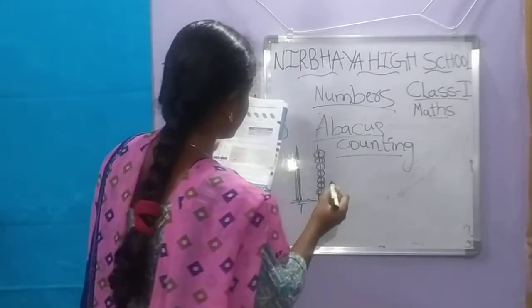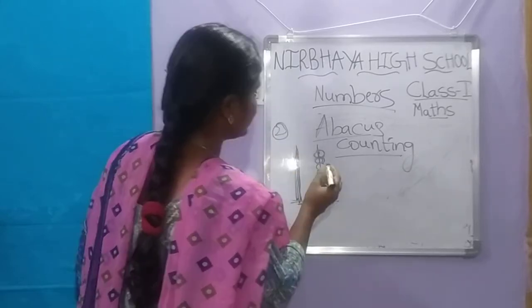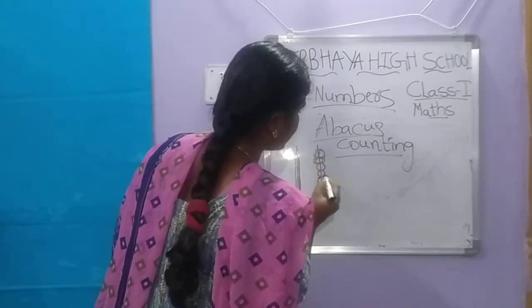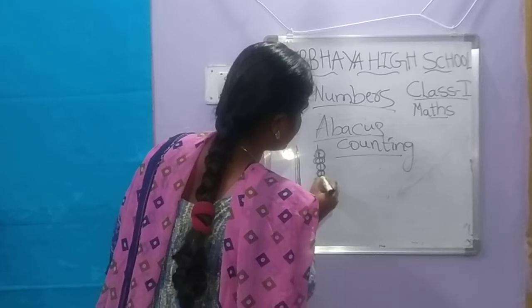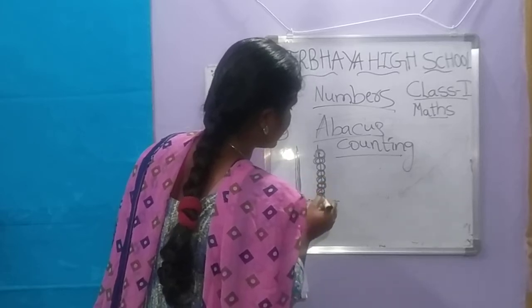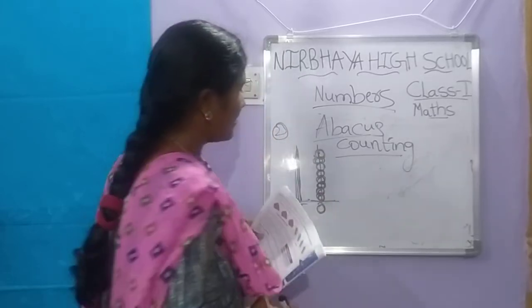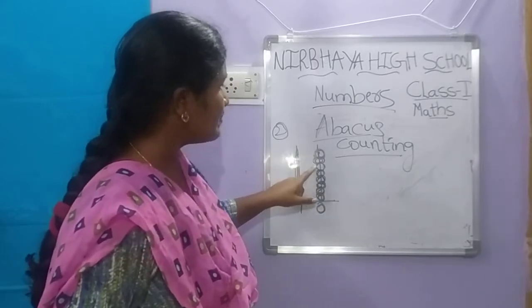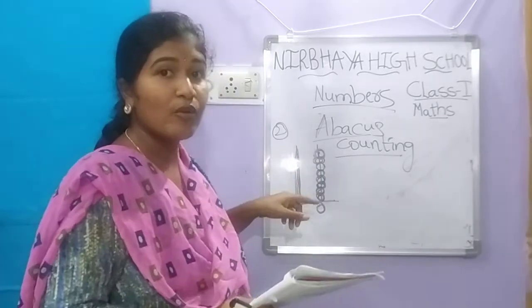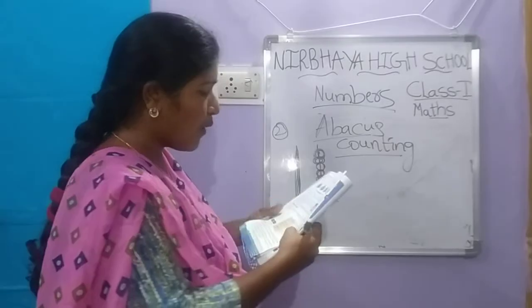9 blue beads show in the ones place. Here you see they give 9 beads. These are the beads. How many beads are there? 9 beads in the ones place.